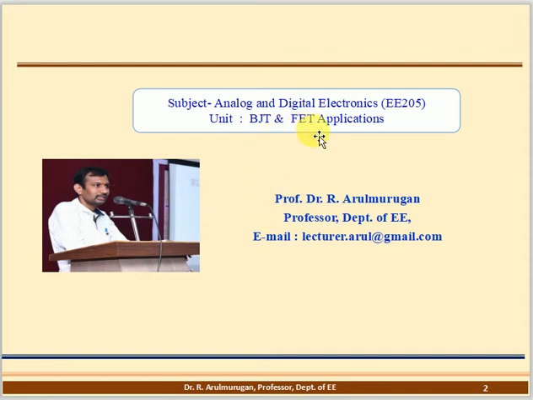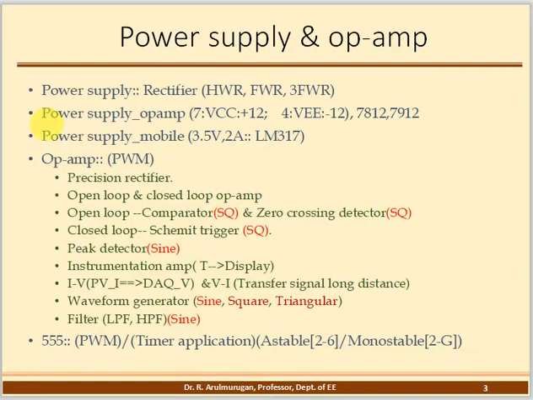BJT and FET applications. What is a BJT? It's a transistor, a bipolar junction transistor. And FET is a field effect transistor. These two we're going to discuss. What about our last unit? The last unit is power supply and op-amp. What is an op-amp?